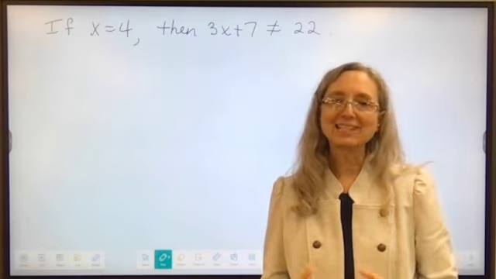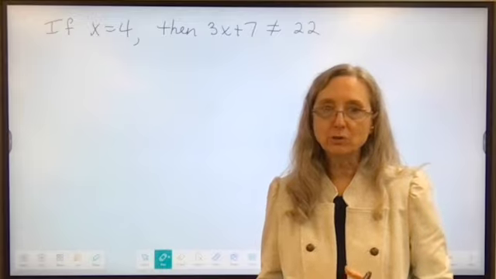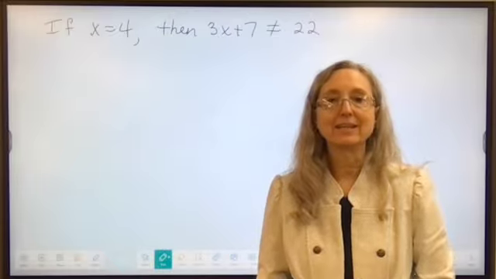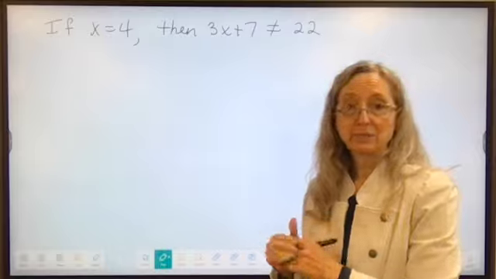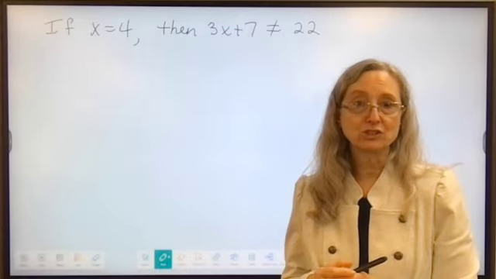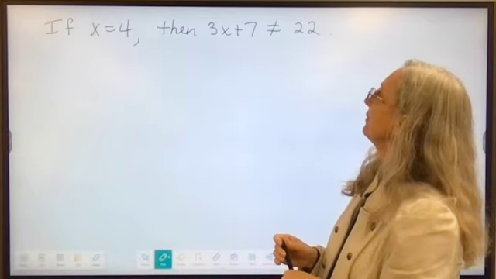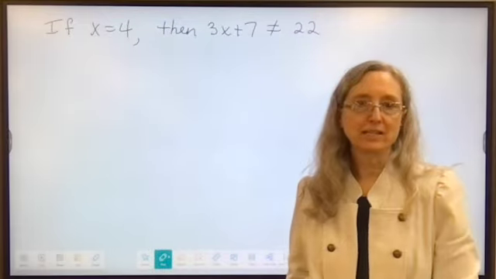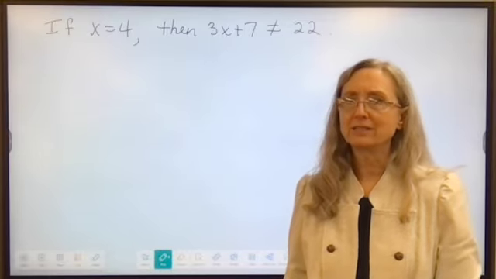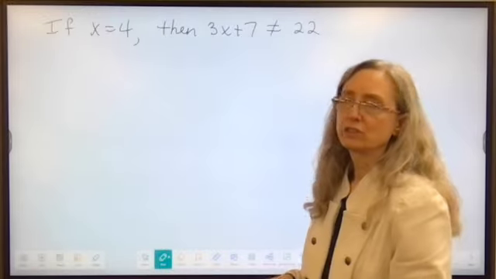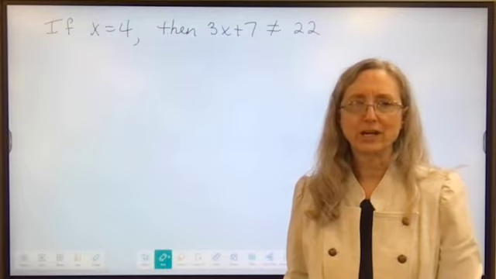Okay, now we're going to actually walk through an indirect proof. We're going to do it algebraically, where it's a little more straightforward and easier to understand. Here is my given and my proof statement. It's given in a conditional statement. If x equals 4, then 3x plus 7 does not equal 22. So what I'm trying to prove is that 3x plus 7 does not equal 22, and I'm given that x equals 4, and that's a little awkward to try to prove directly.